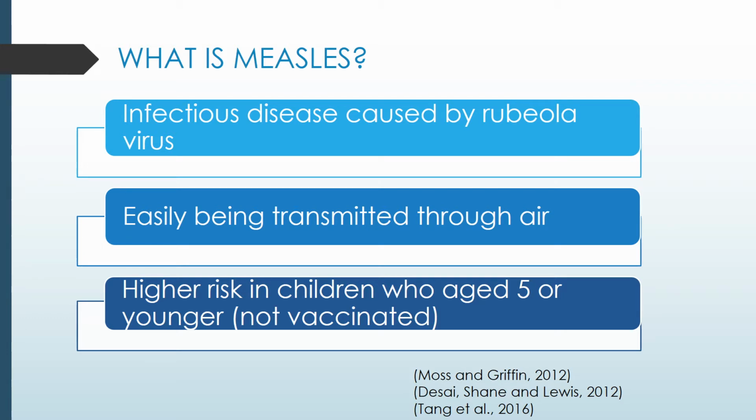This disease is very common among young children, especially 5-year-olds or younger who have not been vaccinated before. According to the World Health Organization, in 2015 alone, there were 134,000 deaths caused by measles. Several risk factors which cause measles include frequent visits to endemic areas, deficiency in vitamin A, and also not being vaccinated.